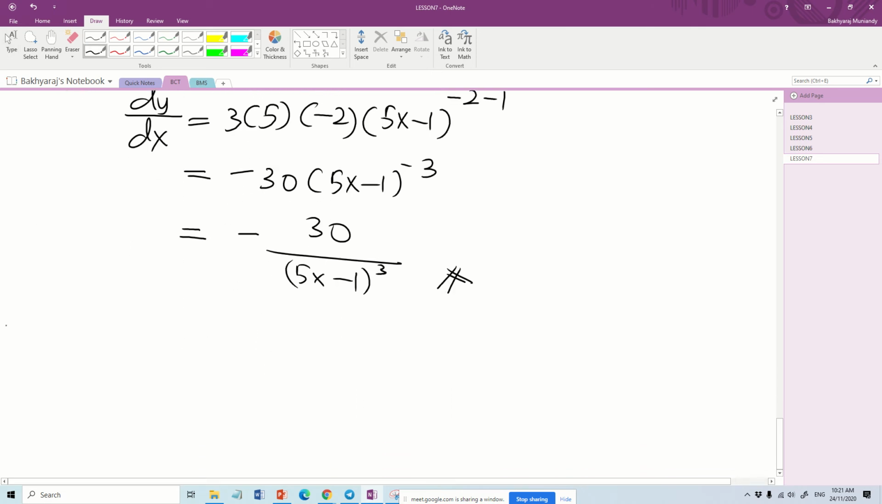Okay, then sambung. Okay, 7. Okay, number 7, y equal, okay, 1 over 2 and then 4x minus 3 power of 2.